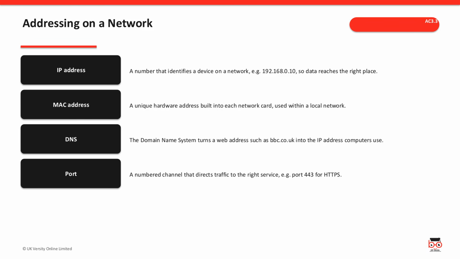Finally, how does data find the right destination? An IP address is a number identifying a device on a network, something like 192.168.0.10, so data reaches the right place. A MAC address is a unique hardware address built into each network card, used within the local network. The domain name system, DNS, translates a friendly web address like bbc.co.uk into the IP address computers understand. And a port is a numbered channel that directs traffic to the right service, such as port 443 for HTTPS.